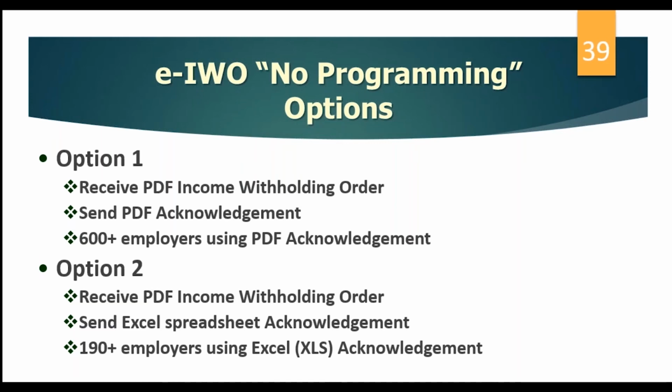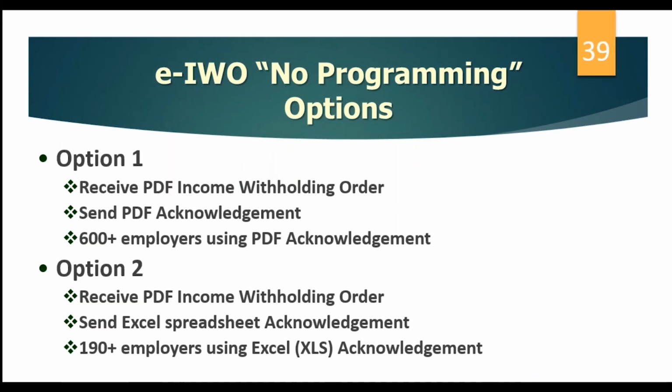So that would be 1 for 1. If we deliver 15 orders, you're going to get 15 acknowledgement documents. Or option 2, you notify us if you want to use an Excel spreadsheet. In that case, if you got 15 orders, you get 1 Excel sheet that day with the 15 orders listed, and you would accept or reject each of those orders using that Excel spreadsheet. And I'm going to show you both in just a second. And as you can see, we have employers using both of these acknowledgement options. A little over 600 of them today use the PDF acknowledgement, and about 190 plus are using the Excel acknowledgement. And the ratio as we add new employers stays about the same.